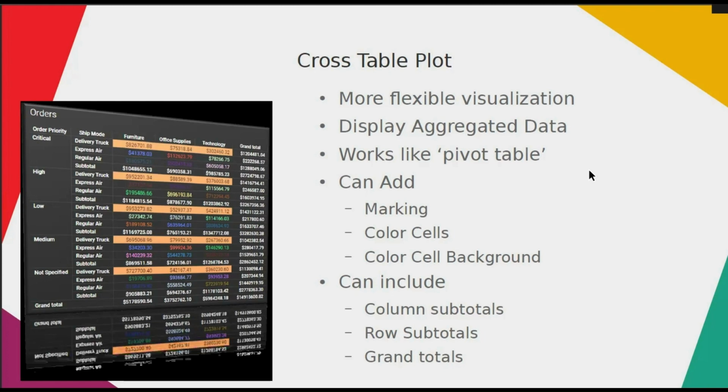It works like a pivot table. You can add marking, coloring, and you can add column subtotals, row subtotals, grand totals, etc. Here, the main purpose of this visualization is to provide aggregated details of the data at overall level and as precise values. Okay, so cross table always gives you precise values with the help of numbers aggregated at the scale of the data table itself.